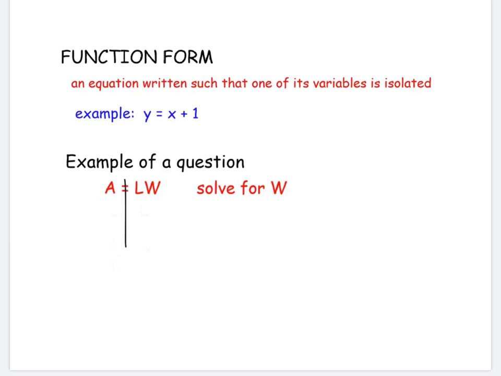So to get rid of times L, I have to do the opposite, which is division. So I want to divide both sides by L. I don't know on the left-hand side what A is, nor do I know what L is. So I can only leave my equation as A divided by L. I do not know what either of those numbers are. Then I have my equal sign, and then L divided by L cancel each other out, so I'm left with W. So to solve that equation for W, I'm left with W equals A divided by L.